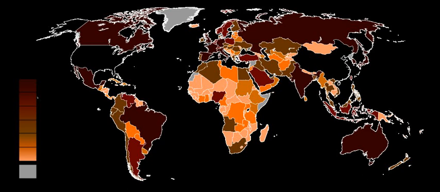GDP (Y) is the sum of consumption (C), investment (I), government spending (G), and net exports (X, M). Y equals C plus I plus G plus X minus M. Here is a description of each GDP component.